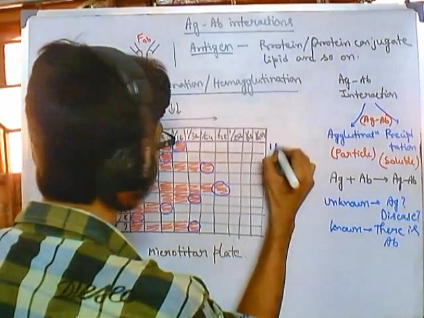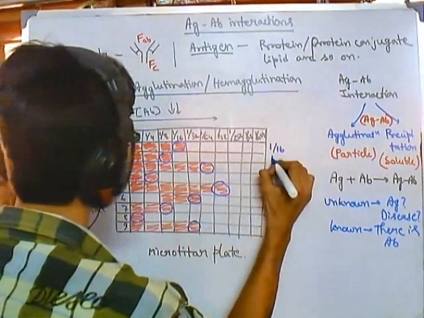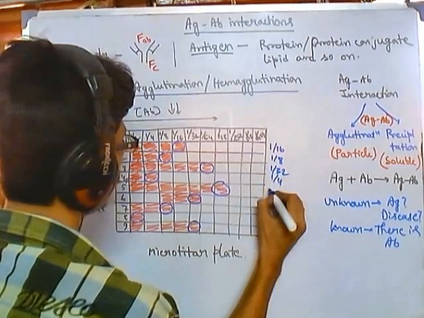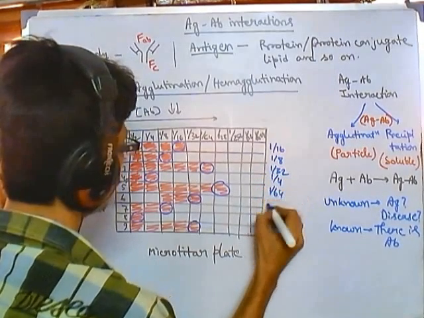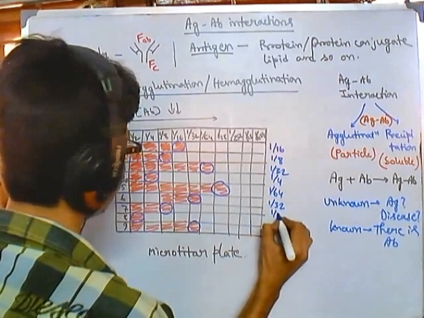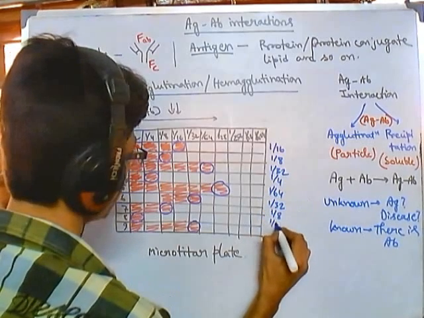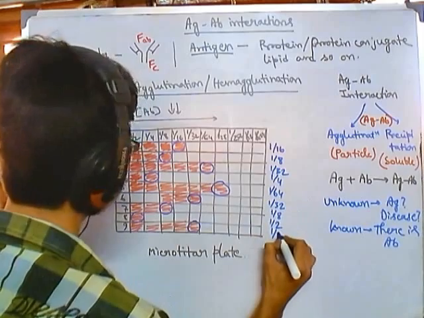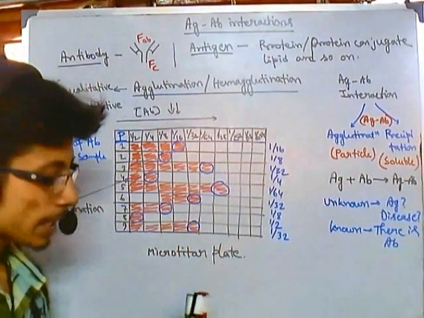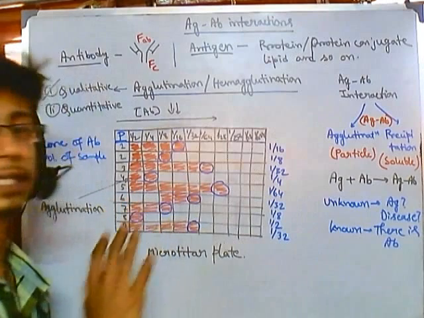So if you look, the titer is 1 by 16, here it is 1 by 8, here it is 1 by 32, here it is 1 by 4, here it is 1 by 64, here it is 1 by 32, here it is 1 by 8, here it is 1 by 2, it is 1 by 32. Here are the titer concentrations, right? Now what is this actually telling us?